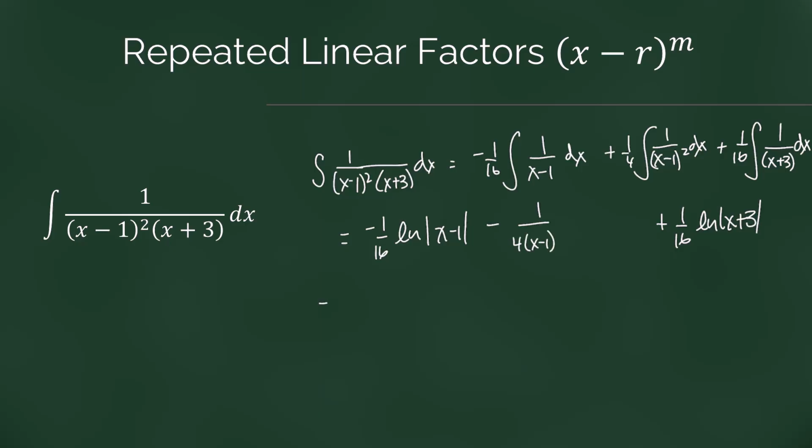I'm going to write that a little more neatly to wrap it up. So our final answer is -1/16 times the natural log of the absolute value of x minus 1, minus 1 over 4 times x minus 1, plus 1/16 times the natural log of the absolute value of x plus 3. And since we had an indefinite integral, we're going to add on a plus c term.